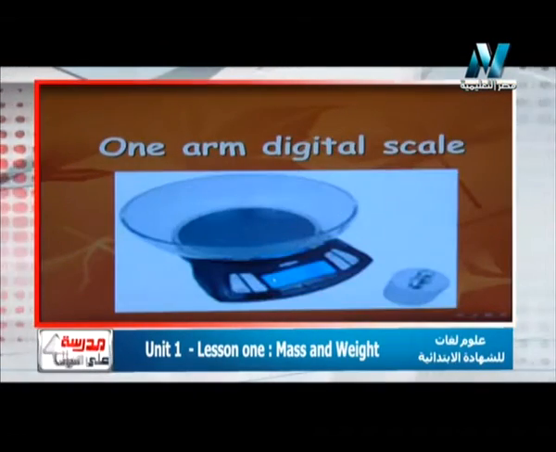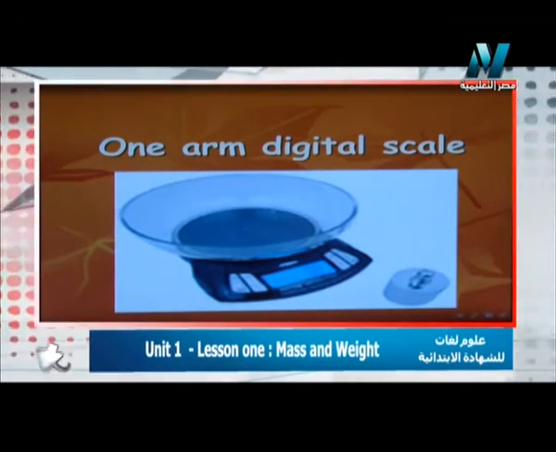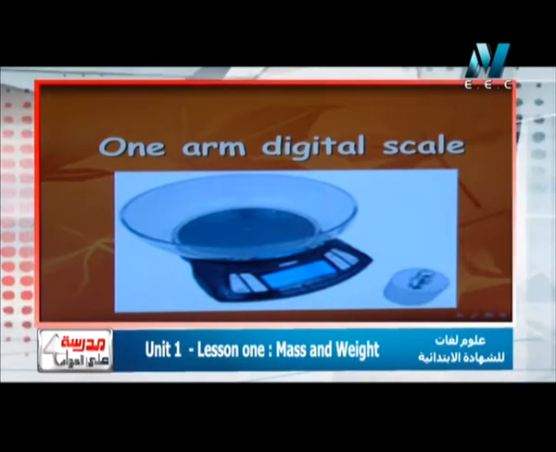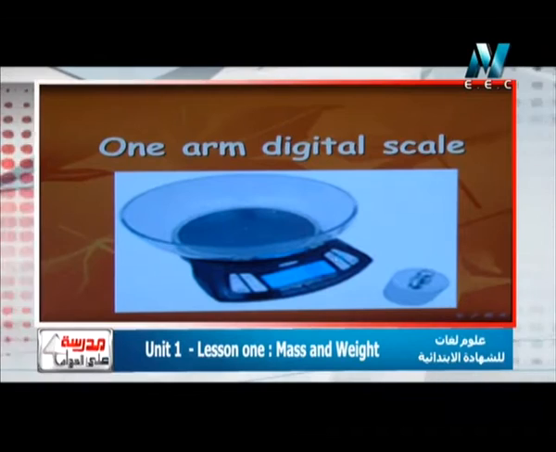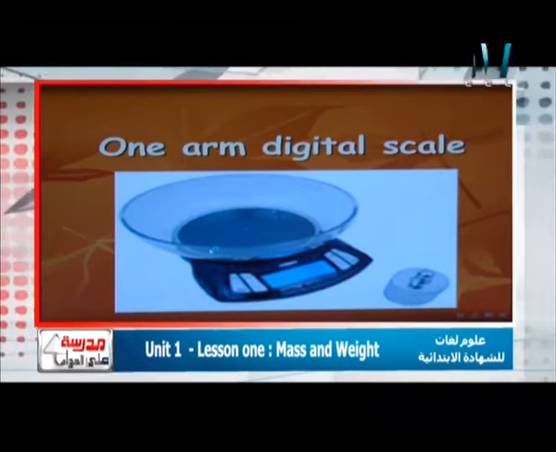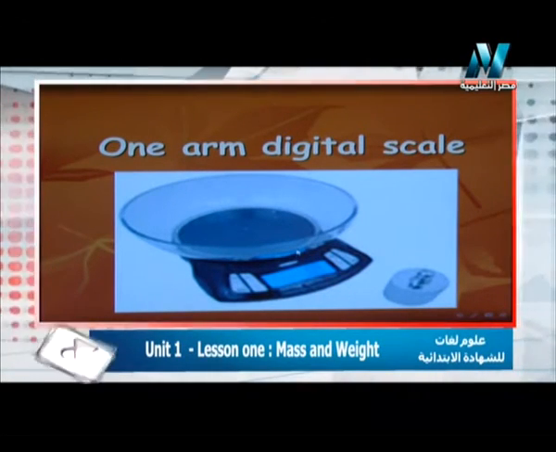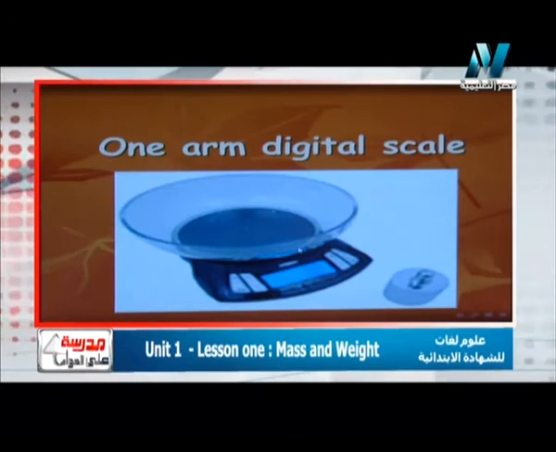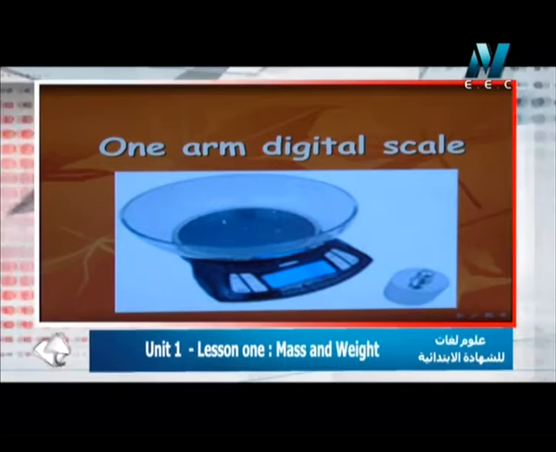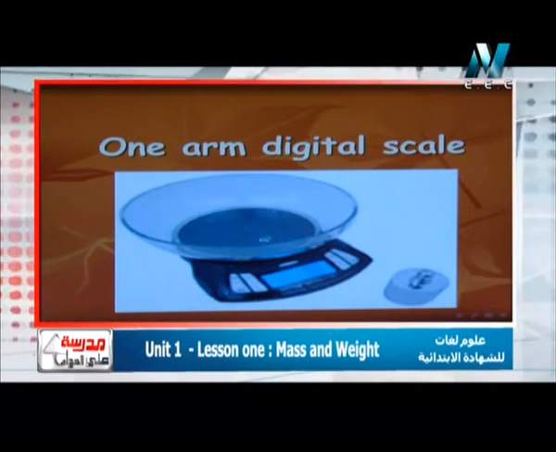Okay. So now I have a picture of the one-arm digital scale. This scale is very accurate, and it's used for measuring very precious, expensive things such as gold, silver, platinum, jewels, chemicals, and so on. So again, the one-arm digital scale is used for measuring precious things like gold and silver.